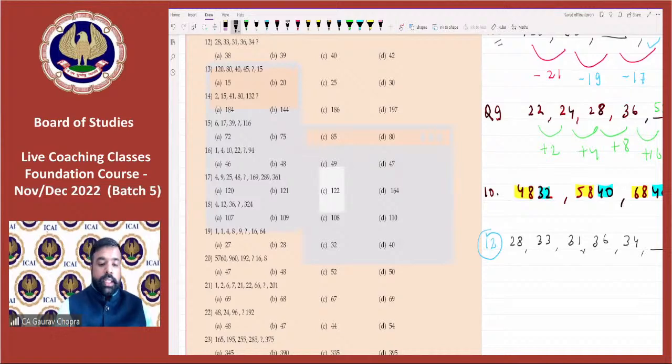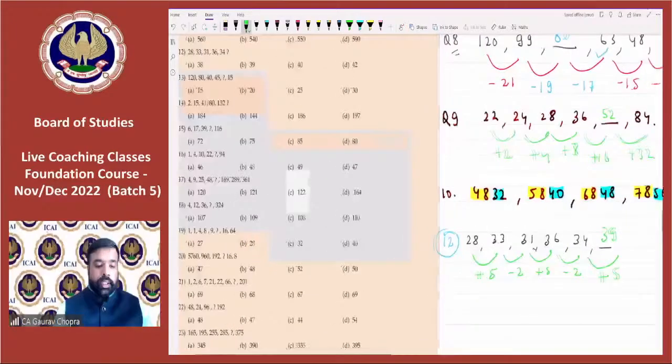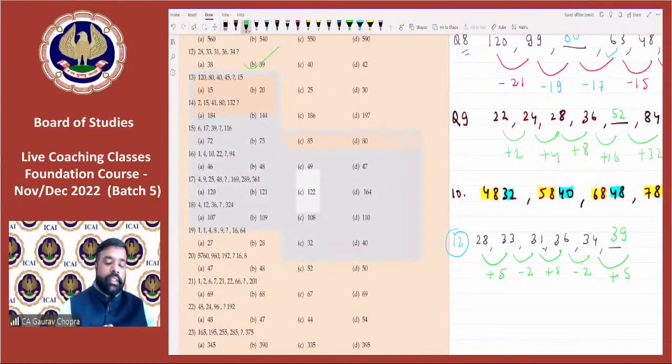So this time, what is the logic? We are having plus 5, then the values decrease, so it is minus 2. Again, plus 5, minus 2. So this double logic is going on. So again, next will be plus 5. So 34 plus 5 is 39. So 39 becomes the correct answer. That is option number B.